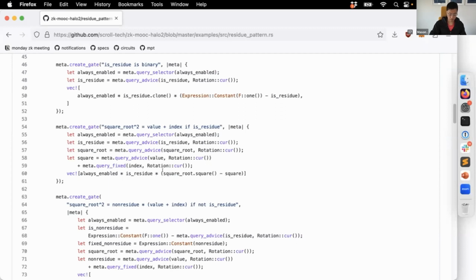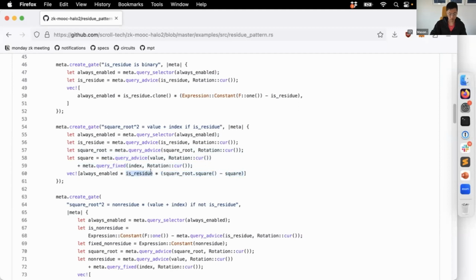So we define square root dot square, which is just you query the square root advice column at the current rotation. And then the square polynomial here is the sum of the value column plus the fixed index column at the current rotation. And we want this to be true: we want the square of the square root to equal value plus index if is_residue is 1.